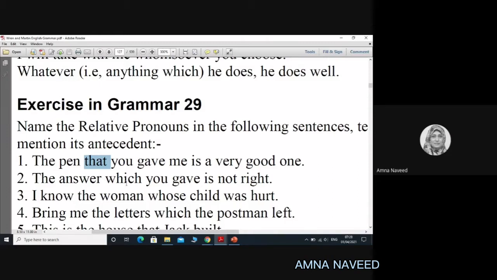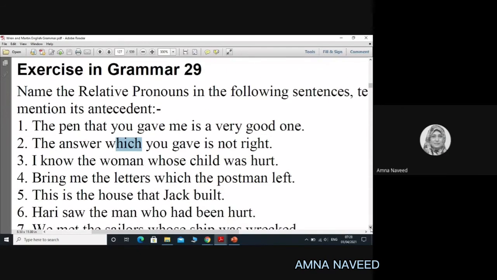So let's move on to the next sentence. The answer which you gave is not right. So answer is the antecedent and which is a relative pronoun. Yes, you are very right. So the next sentence, I know the woman whose child was hurt. So whom am I talking about in the sentence? Yes, you're right. So woman is an antecedent and whose is a relative pronoun. Very good. So you have developed good understanding on this.